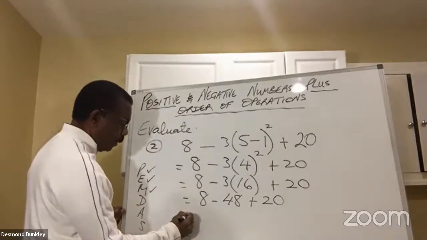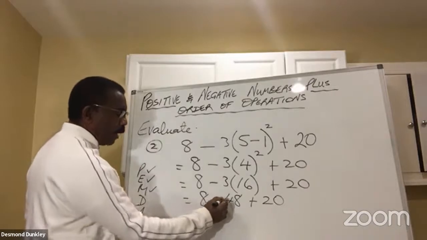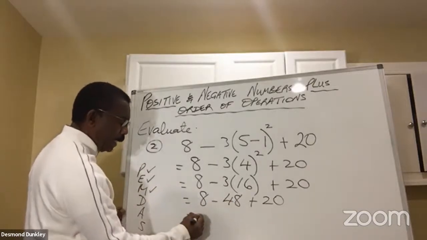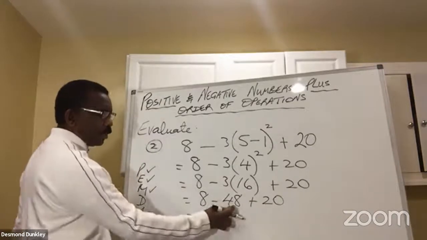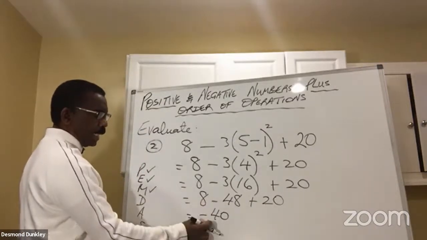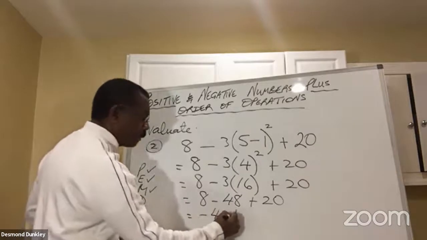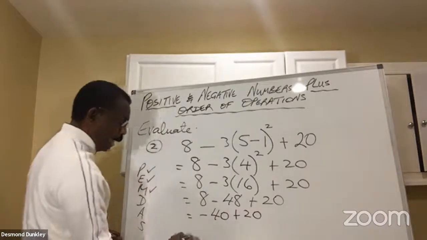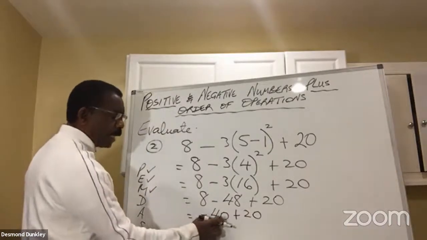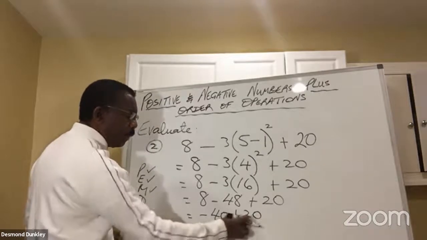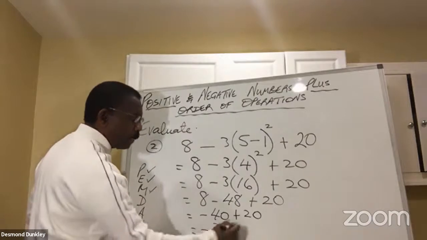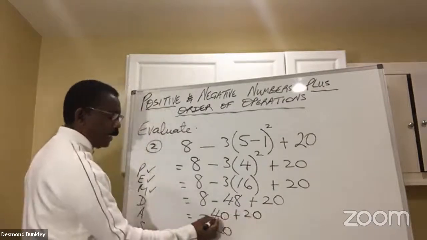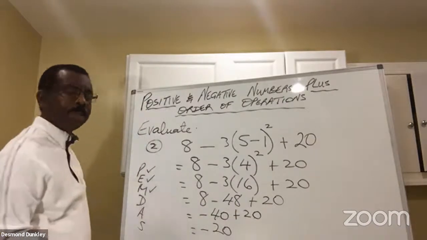So let's go. If I do 8, take away 48, I get negative 40. I'm taking away a larger number from a smaller number, I get a negative answer. And it's plus 20, and that gives me negative 40, positive 20. When I put these together, I end up with an overall negative 20. Because 20 of these cancel 20 of these, I'm still left with 20 negatives.